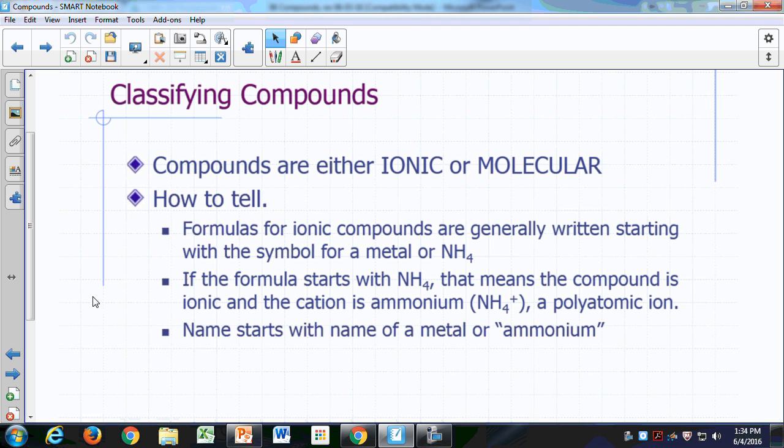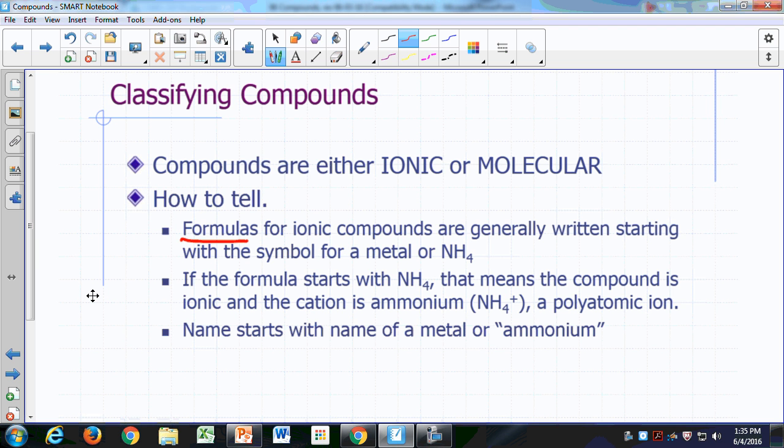Okay? So how can we tell if the compound is ionic or molecular? That's one of the things you need to learn how to do. It's quite easy. The first thing you have to ask yourself is, is it ionic? Once you've figured out whether it's ionic or not, then obviously if it's ionic, then it's not molecular. If it's not ionic, then it must be molecular. Okay, so how can you tell if it's ionic?